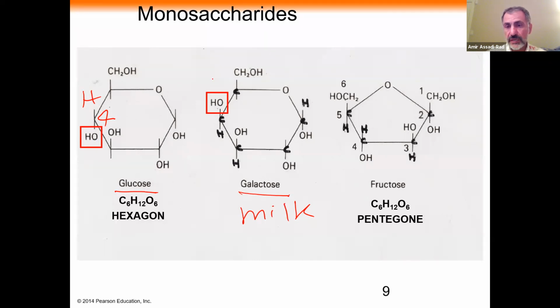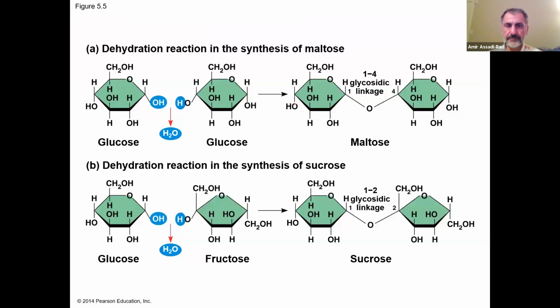And then, of course, you do have fructose. Fructose is a pentagon, and it has 5 sides. It's not a hexagon. You have 1 carbon on this side, and 1 carbon on that side, and it's a 5-sided molecule. We call it a pentagon. We have another molecule which is 5-sided, pentose, which you will see later on.